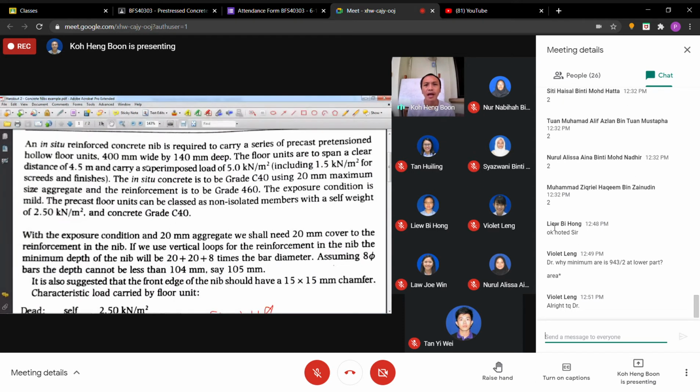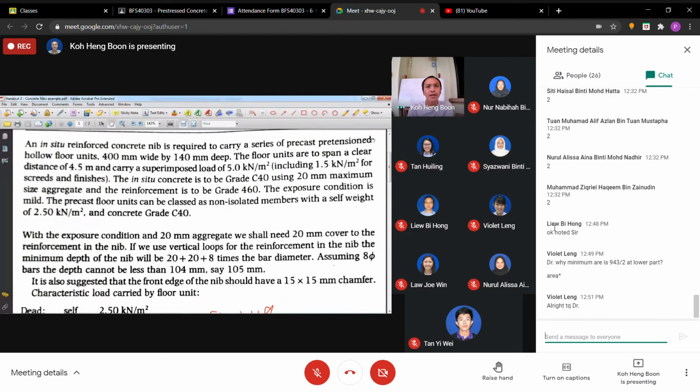The floor units are to span a clear distance of 4.5 meters. So it's the opposite way. The slab length is 4.5 meters, you can imagine, and it carries a superimposed load of 5 kilonewton per meter square, including 1.5 kilonewton per meter square for screeds and finishes. This means the total load that you carry is 5 kilonewton per meter square, the superimposed load that is going to be added in.